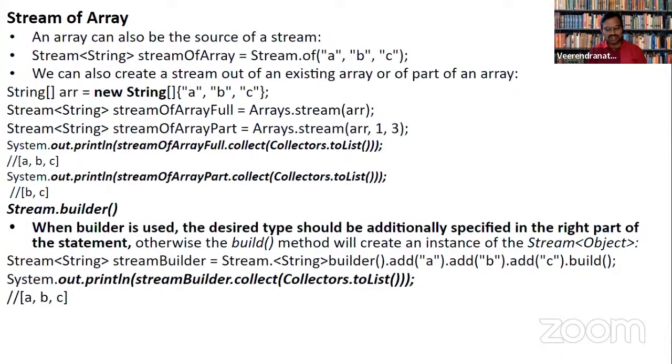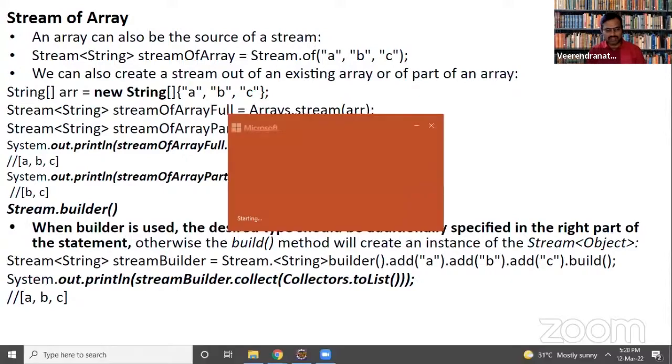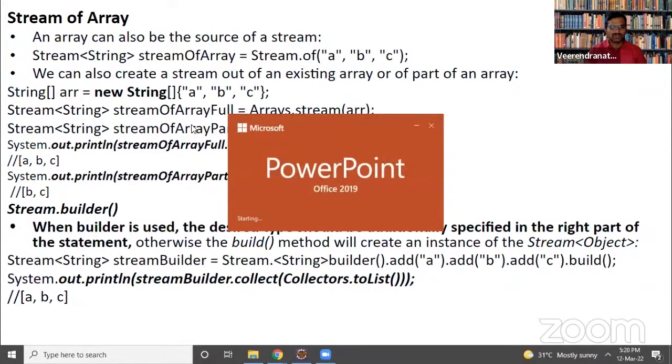A stream builder is helpful for building the elements, or you can simply say adding the elements to the stream. So exactly what we are trying to do over here is add the elements into the list. Okay, sorry for that. Next we have the generate.